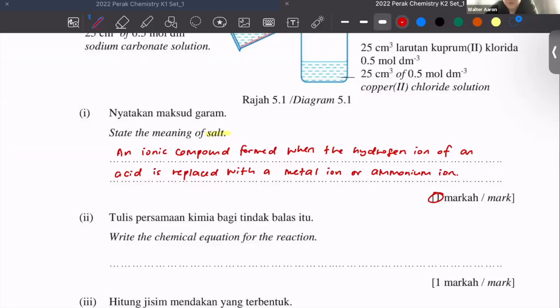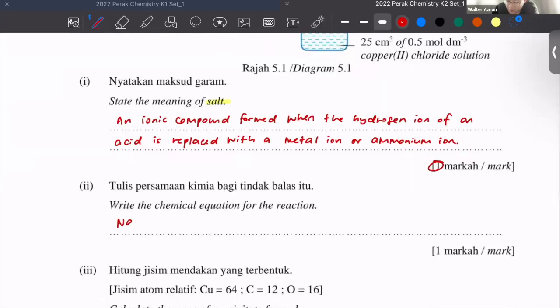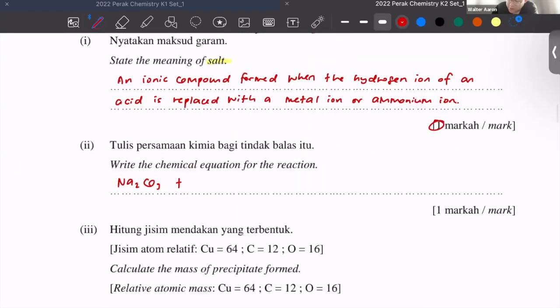Number 2, write the chemical equation for the reaction. So now we have sodium carbonate, which has a formula of Na2CO3. And you also got a solution of copper chloride, which is CuCl2. So what you'll get after that is technically copper carbonate plus 2NaCl. There you get 1 mark for that. Make sure to balance the chemical equation.